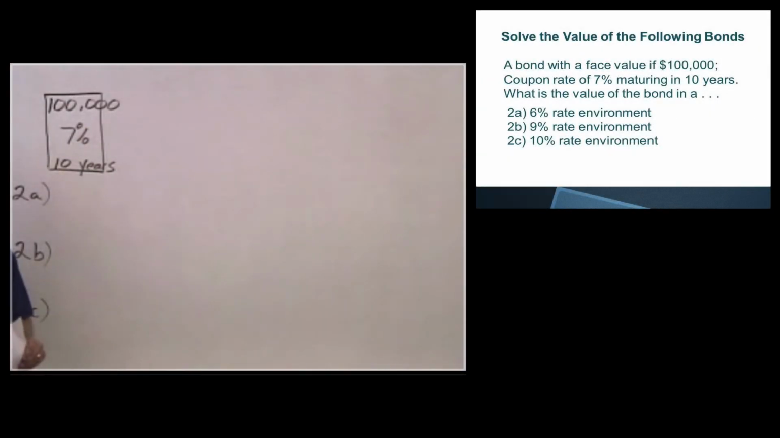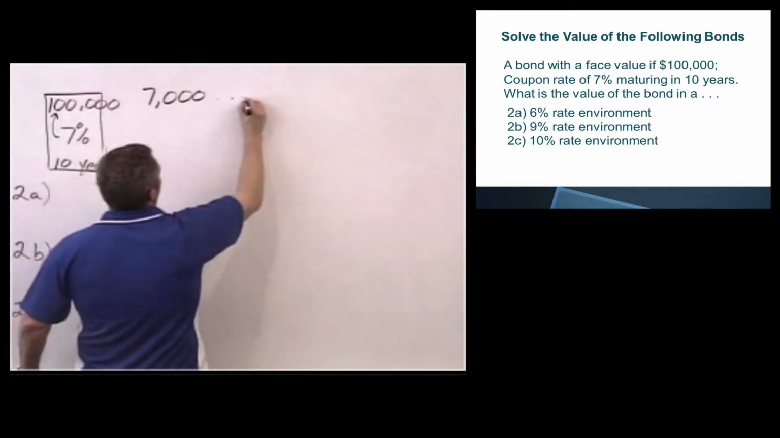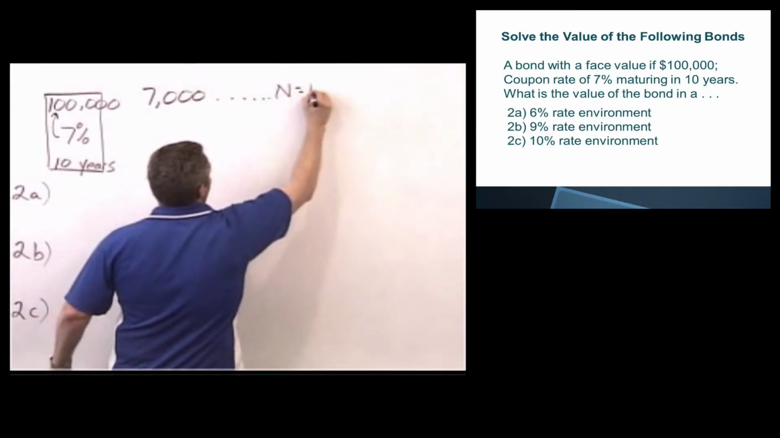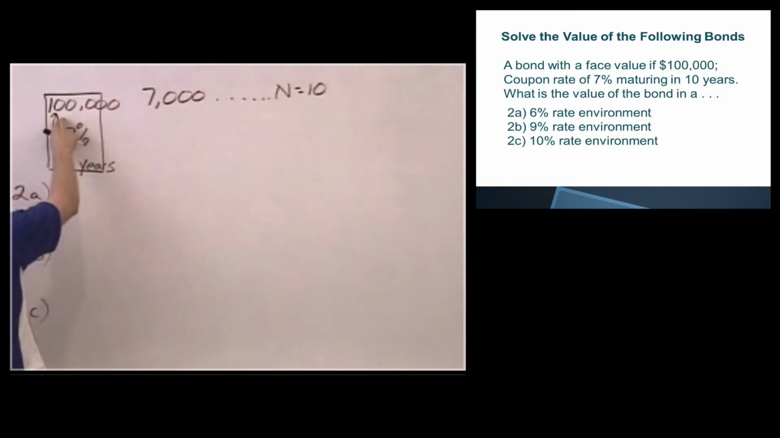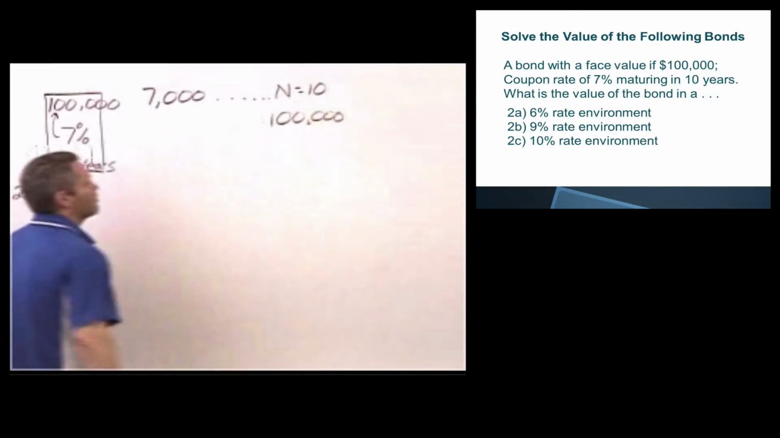Okay, now let's take a look at question 2. So now we have another bond with a $100,000 face value. So this is obviously a pretty big bond. The coupon rate is 7%, and it matures in 10 years. The first thing we do is we calculate the interest each year. 7% times 100,000 gets us $7,000 in interest payments, and we're going to get that for 10 years. And then we're going to get our $100,000 back out here 10 years from now also.